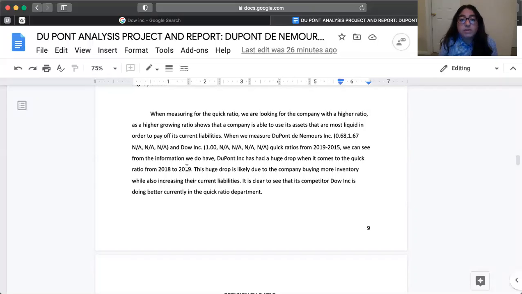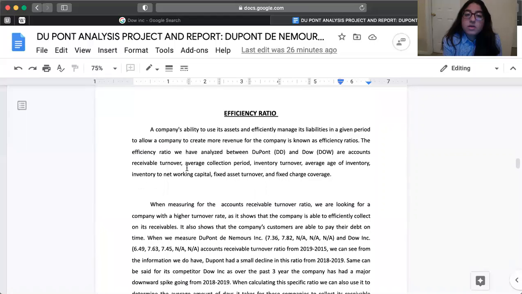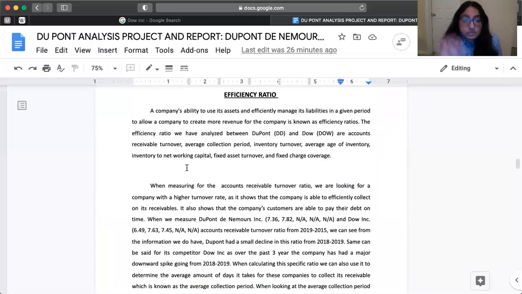When we measure DuPont and Dow quick ratios from 2015 to 2019, we can see from the information we have that DuPont has a huge drop in the ratio between 2018 and 2019. This huge drop is likely due to the company buying more inventory while increasing its current liabilities. It is clear that the competitor Dow Incorporated is doing better in the quick ratio department from 2018 to 2019.